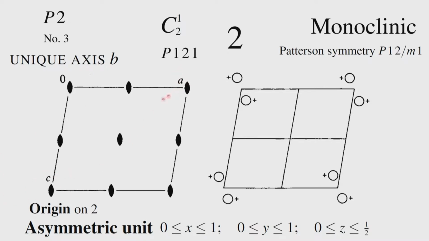Now, if this is the AC plane and B is the unique axis, this angle will be the non-90 angle in monoclinic symmetry, the so called beta. So, this angle A0C will be the so called beta angle, which is a non-90 angle. So, this now represents that there are twofold symmetries coming out from the surface of the projection towards you and also going inside the projection, and these represent the twofold symmetries.